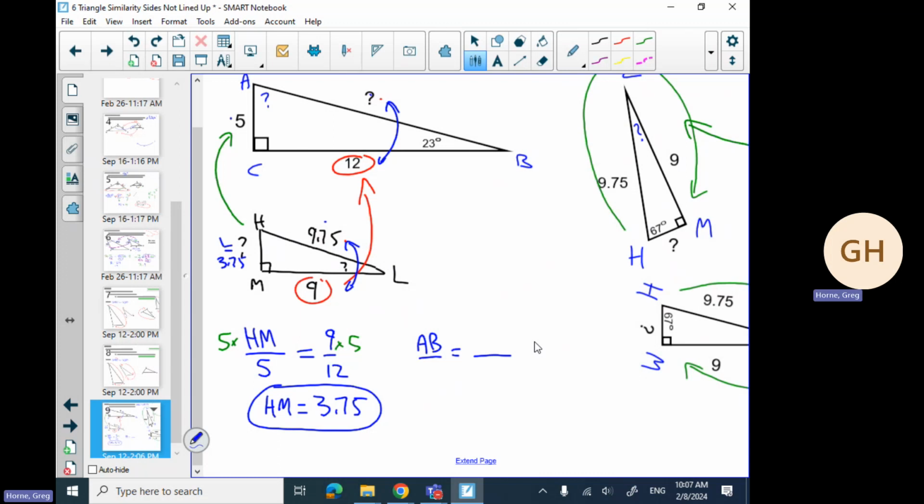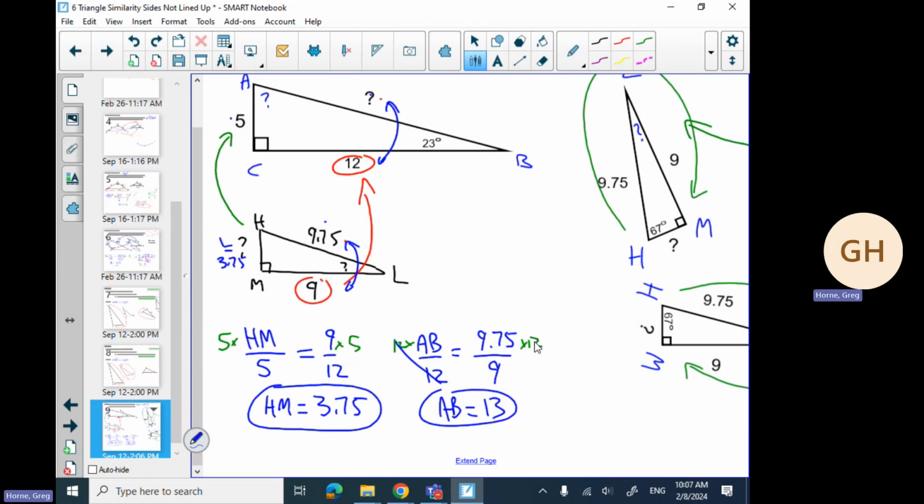So AB over 12, and the other one was 9.75. So multiply by 12, multiply by 12. AB is left over here as 9.75 times 12 divided by 9. Just use a calculator. It's 13 here.